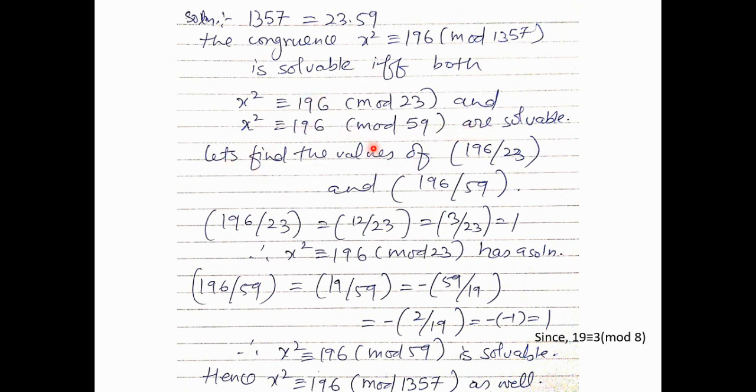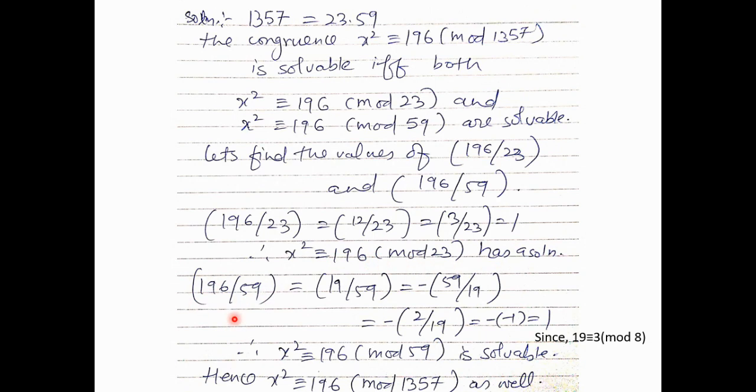So let us find the value of (196/23). This is solvable when the symbol is 1. So let us check (196/23). This is equal to (12/23), because taking modulo 23, 196 will be 12. So this is equal to (3/23), which is equal to 1. Therefore, x squared congruent to 196 modulo 23 has a solution.